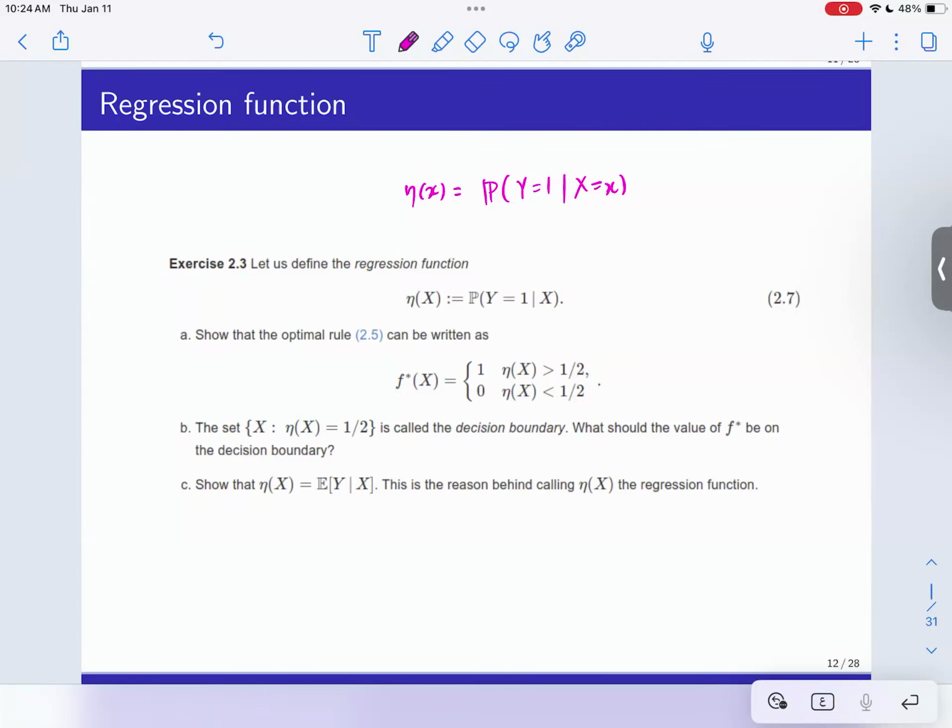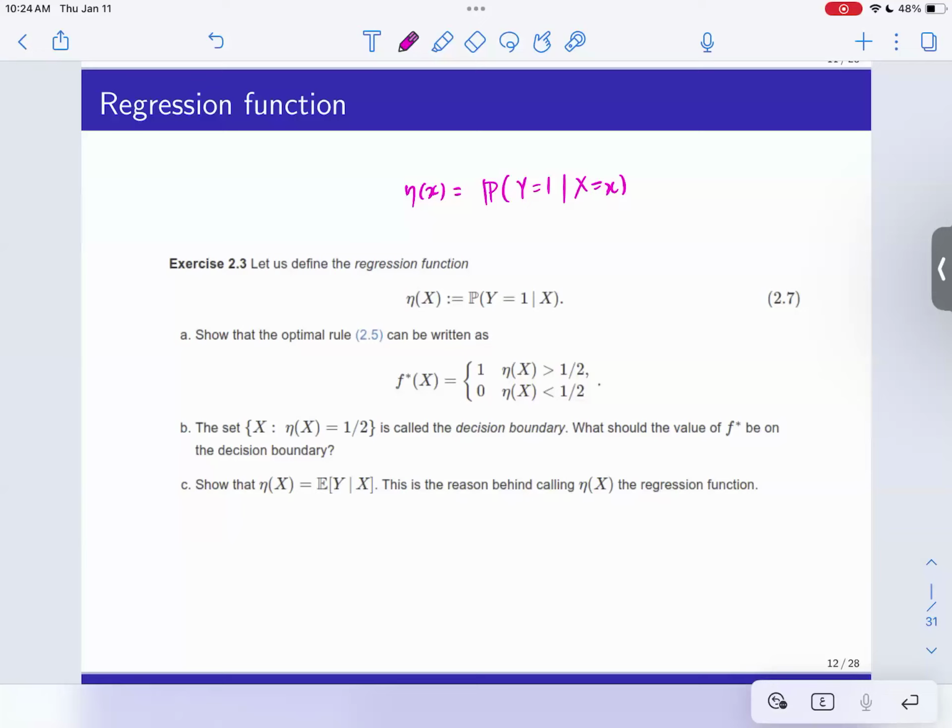Why would they call it the regression function? Because, as we'll show, this is also the expectation of y given x. And the expectation of y given x in statistics is the regression function. So in binary classification, the regression function would be just the probability that y is equal to 1 given x. And if I have that, I also have 1 minus eta of x, which is the probability that y is equal to 0 given x.